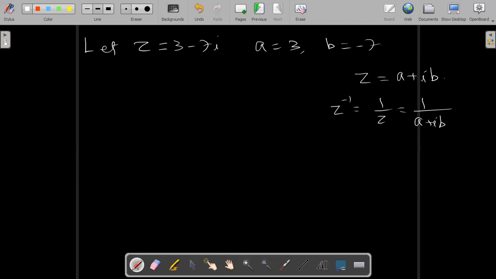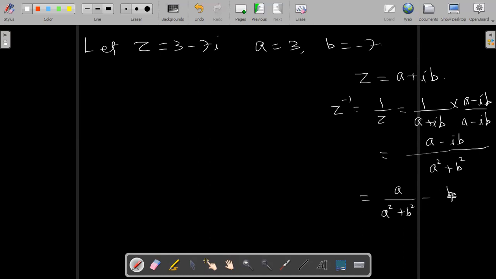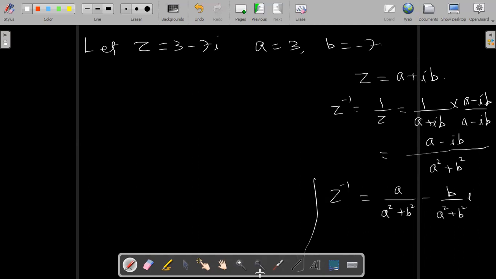And we have to multiply by a minus iota b, a minus iota b. As you know, the denominator will become a square plus b square because iota square is minus 1. And the numerator will become a minus iota b. So by this way we can say that a upon a square plus b square minus b upon a square plus b square iota is the inverse. So directly they have put this formula. To find the inverse, we can put this formula, or we can solve.